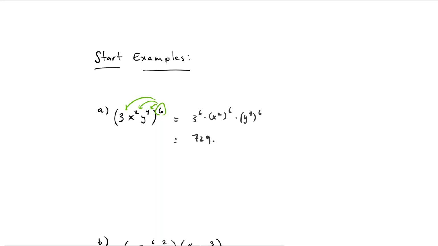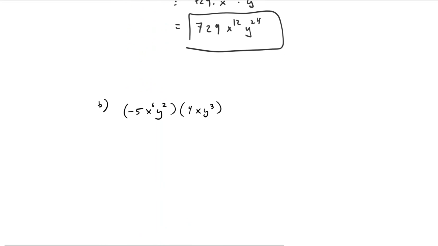And when we have a variable raised to a power, all raised to a power, we multiply the powers. So we have 2 times 6, which is 12, so x to the 12th power. And then 4 times 6 is 24. So our final answer then will be 729, x to the 12th power, y to the 24th power.